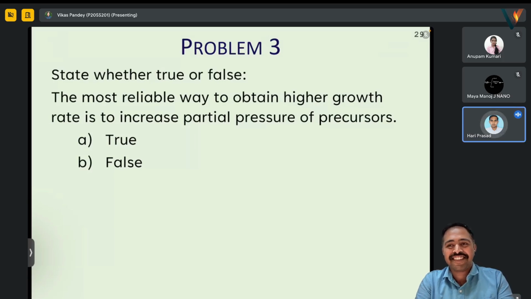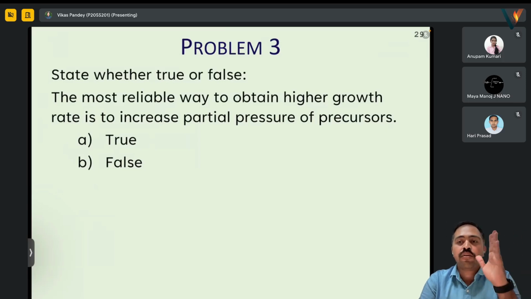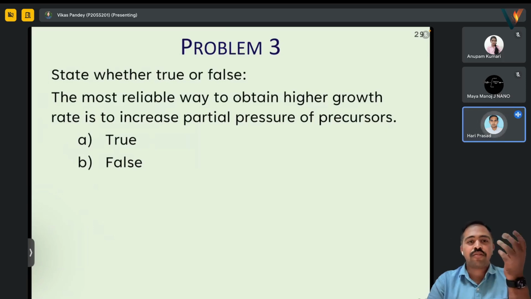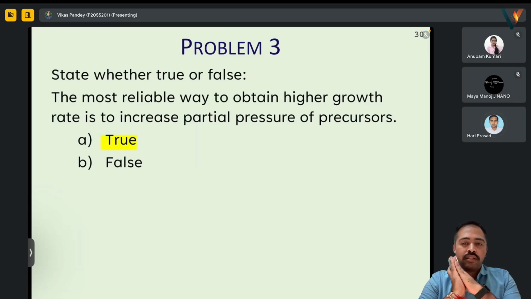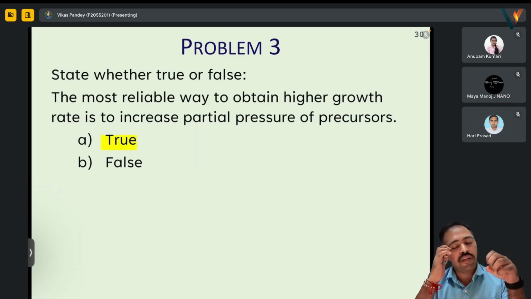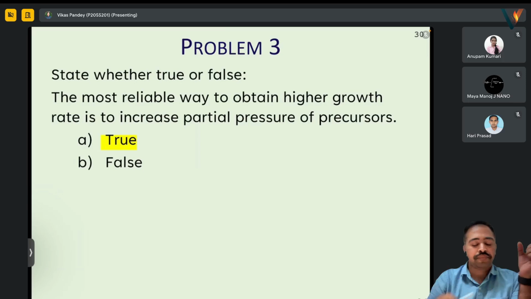I'm thinking true, sir. Like we have different pressures, you said earlier with the pressure rates. If we have more molecules of reactants available, the growth rate will increase or decrease? It increases, right? So it should be true, right? If we have higher partial pressure, there will be more reactants available, and as such, we will get a higher growth rate. Fine.